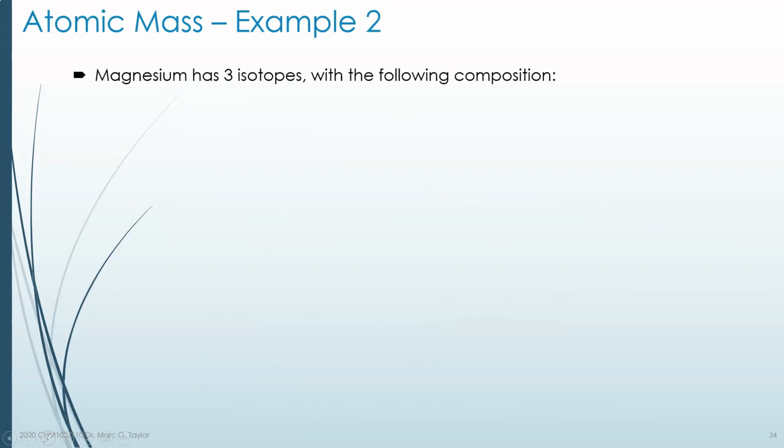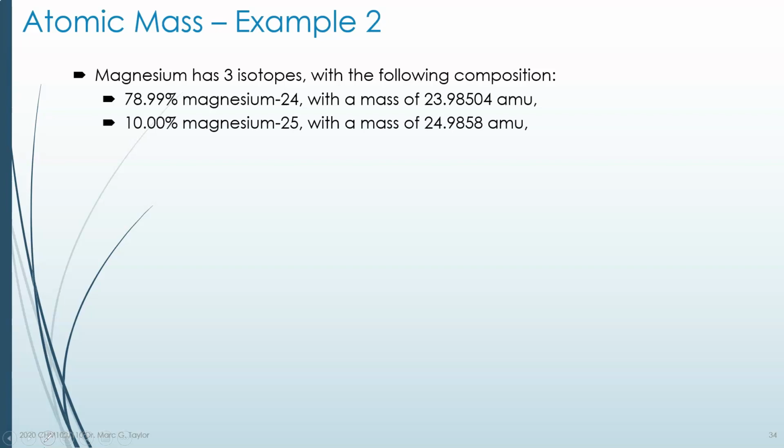Here's another problem. Magnesium has 3 isotopes with the following composition. The first one, magnesium-24, 78.99% of the magnesium is that form with the mass shown here. And you'll notice magnesium-24 has a mass of about 24 AMU. We have a second isotope, magnesium-25. That's 10%, 10.00%. And it has a mass of about 25 AMU. That makes sense. The third isotope is magnesium-26. We're not given a percentage abundance, but we are given a mass, which is about 26.